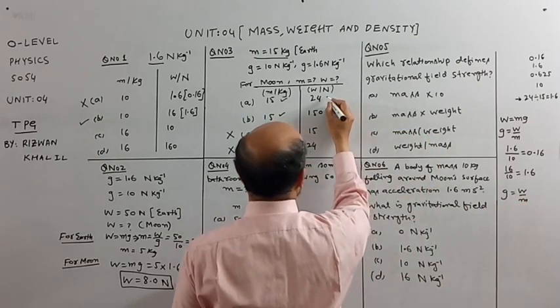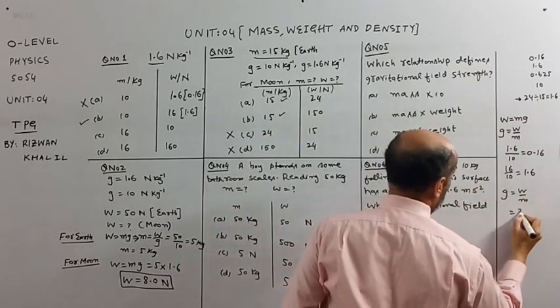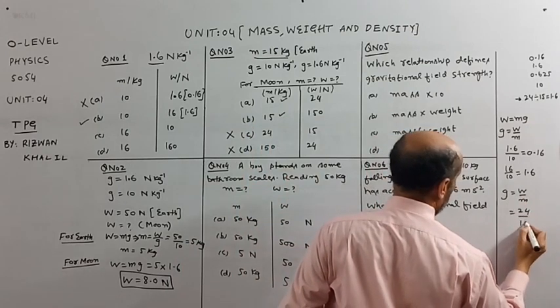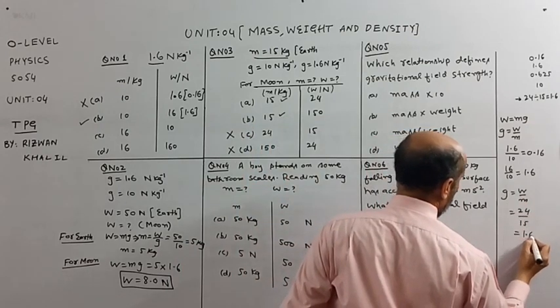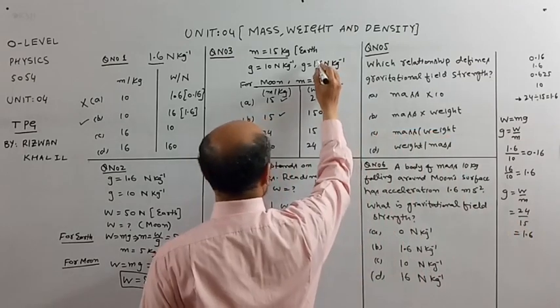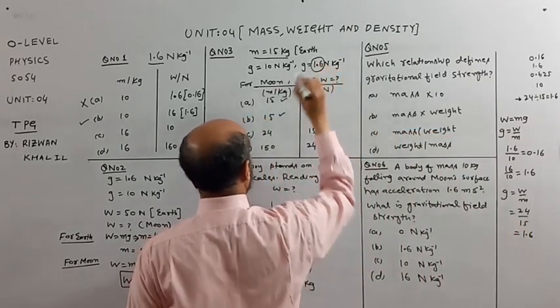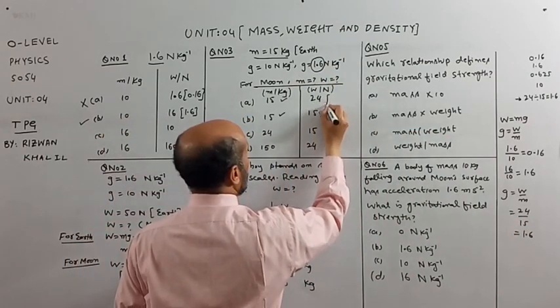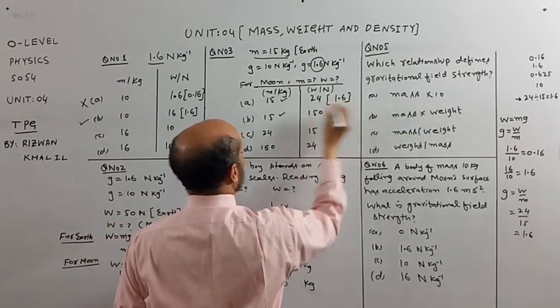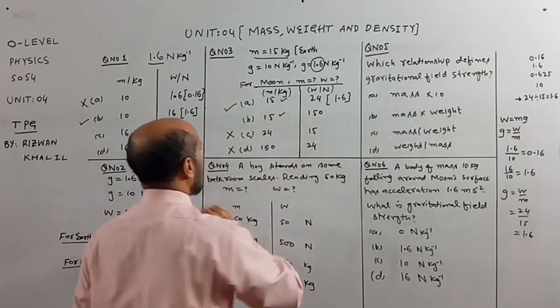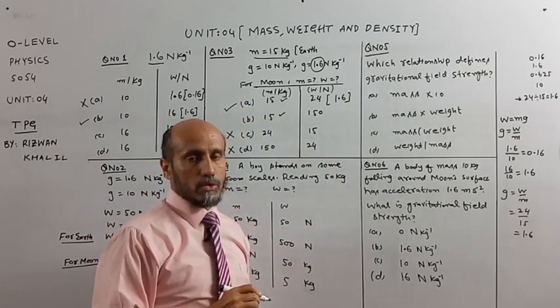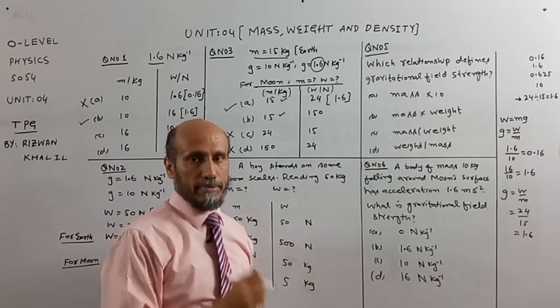What is the value of W? 24. What is the value of M? 15. So it is 1.6. And what was the value given for the gravitational field strength on the surface of the moon? It was 1.6 as well. So which option is the correct option? Option A is the correct option. So again, mass remains the same everywhere.